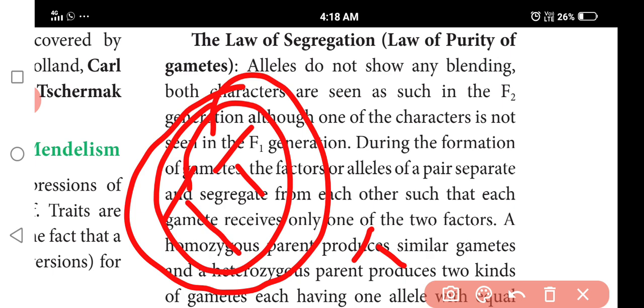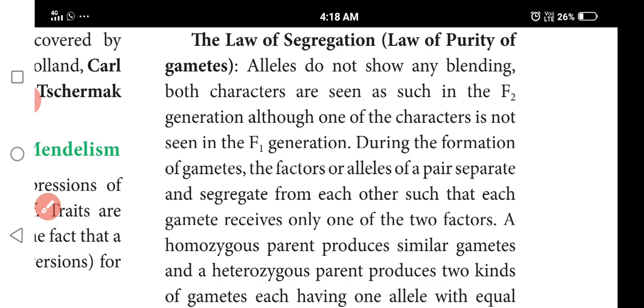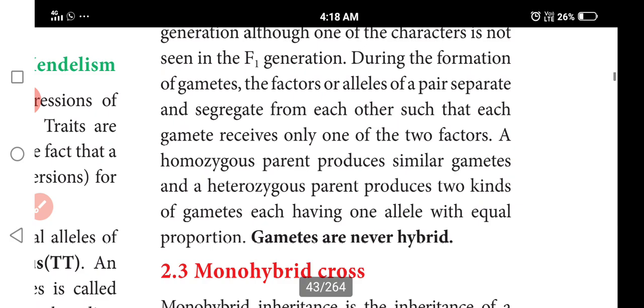At the time of gamete formation, the factors separate and segregate from each other, such that each gamete receives only one of the two factors. A heterozygous parent produces two kinds of gametes, each having one allele, in equal proportion. Gametes are never hybrid. This is the law of segregation, also called the law of purity of gametes.